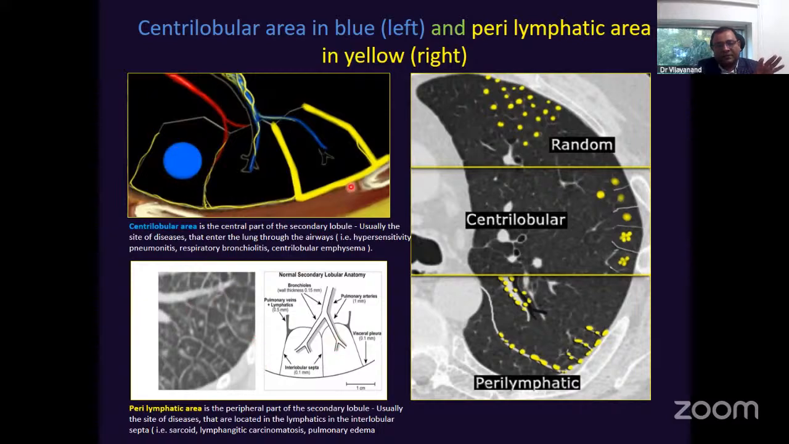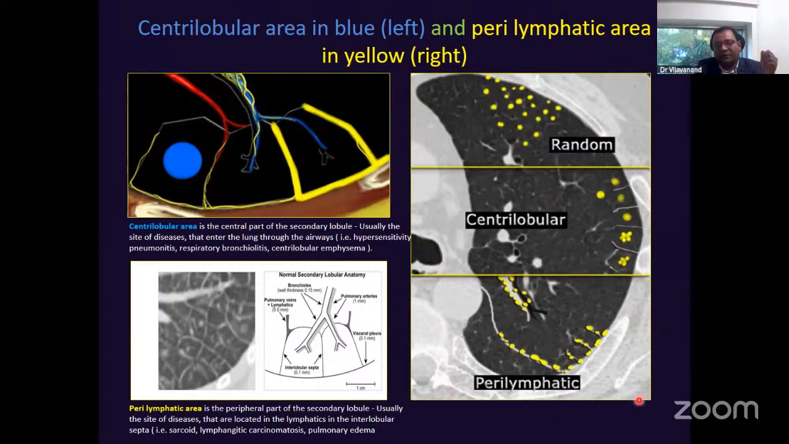And if you can see this yellow, this is along the pleura, along the interlobular septum, and also along the peribronchial vessels, which is called perilymphatic distribution or perilymphatic pathology. Centrilobular pathologies are usually hypersensitivity pneumonitis, respiratory bronchiolitis, and centrilobular emphysema, whereas perilymphatic pathologies are like sarcoidosis, lymphangitic carcinomatosis, and pulmonary edema.